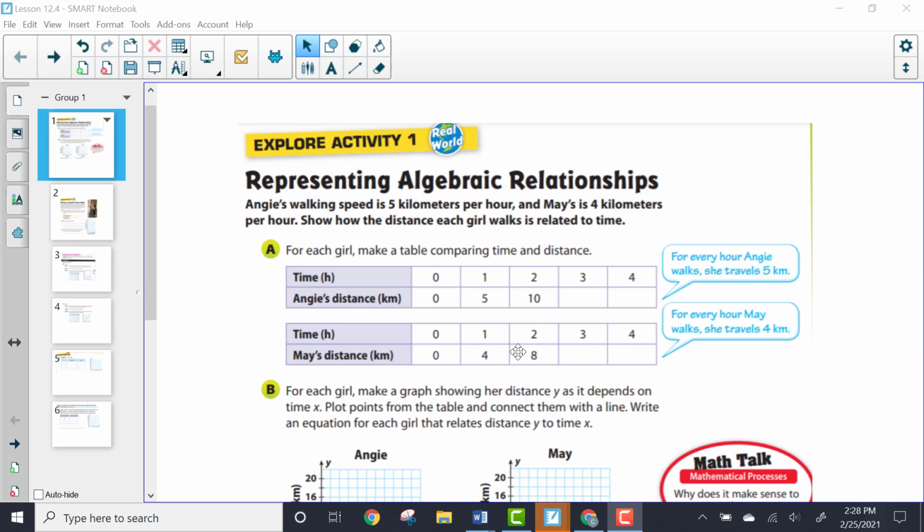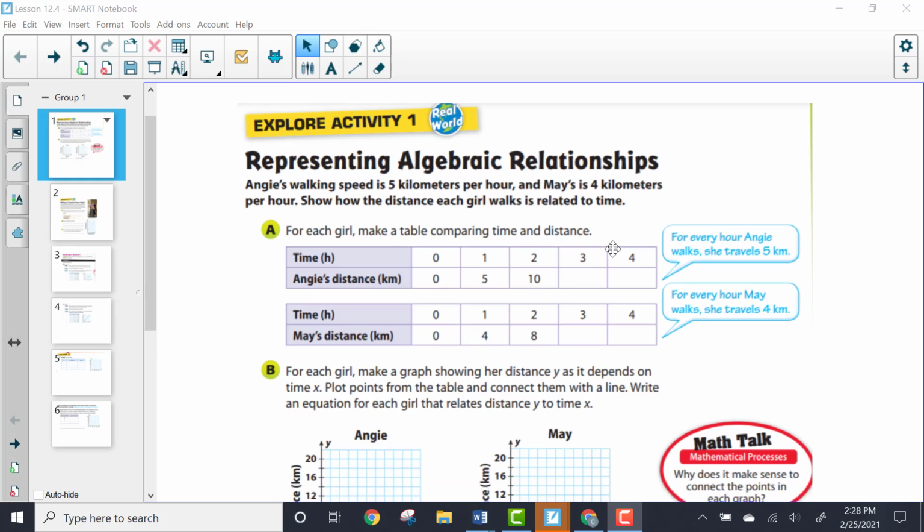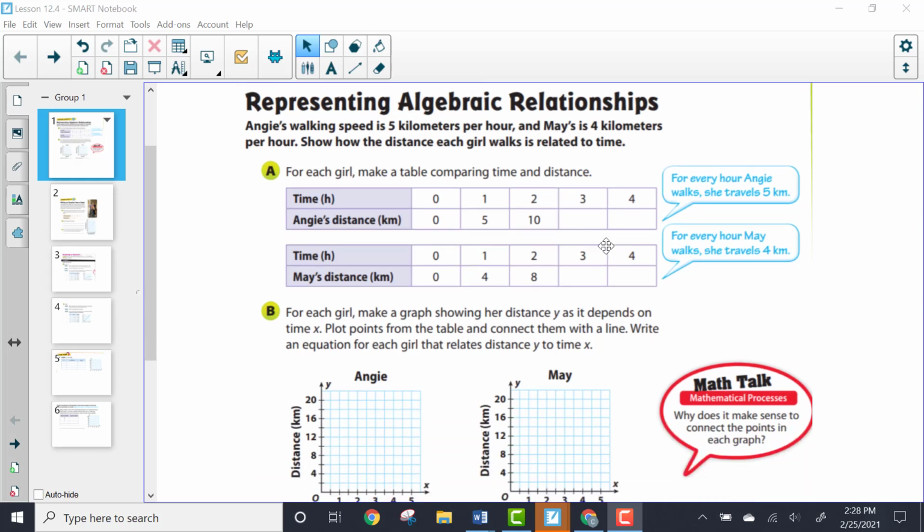All right, so what we have here is a table. We've looked at tables throughout this module. So we can see for each girl, make a table comparing time and distance. This is a really good way to figure out how far, for example, Angie walks in 4 hours and how far May walks in 3 and 4 hours as well.